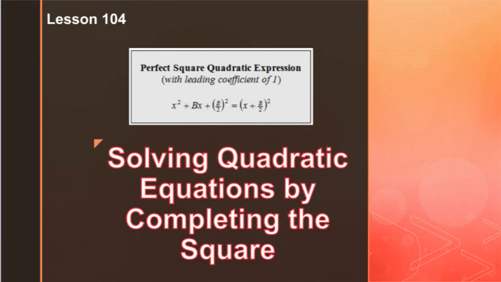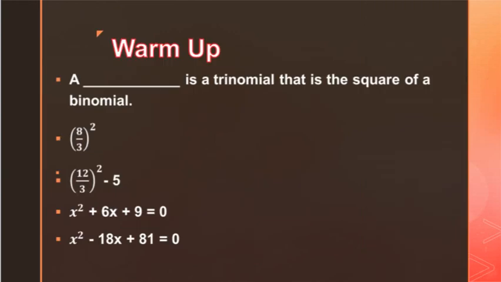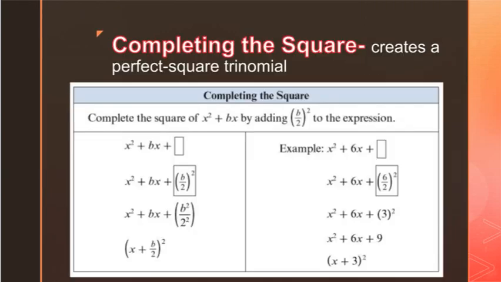Lesson 104, solving quadratic equations by completing the square. So what does it mean to complete the square? Completing the square means you're going to create a trinomial that's a perfect square trinomial. And so you need the format to be in x squared plus bx. And then to find your plus c, you need to take your b, divide it by 2, and square it.